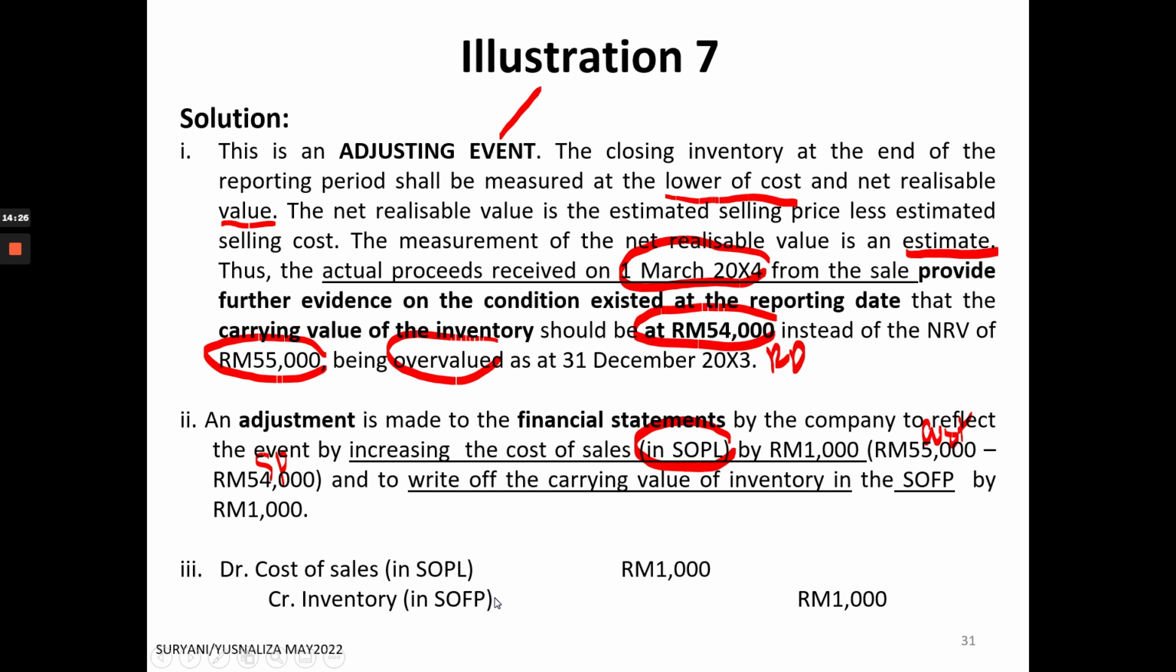So there should be a write down of inventories from cost to the net realizable value, which is actually the estimated selling price less estimated selling cost. And our figure there was 54,000. So that will reduce the inventory to 54,000. And you must make adjustment to the statement of profit or loss, and also the extract of the statement of financial position.